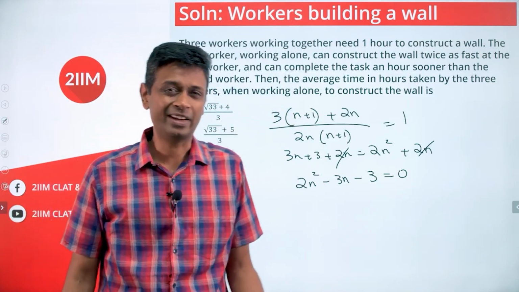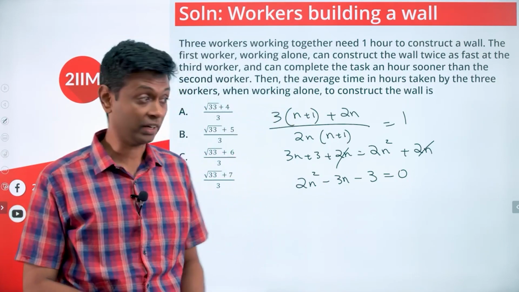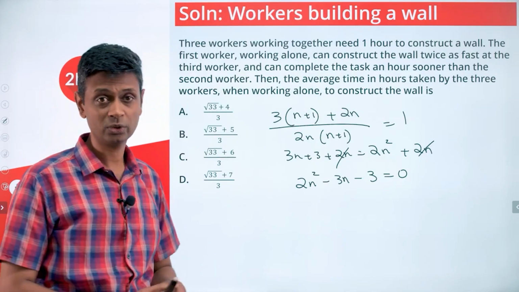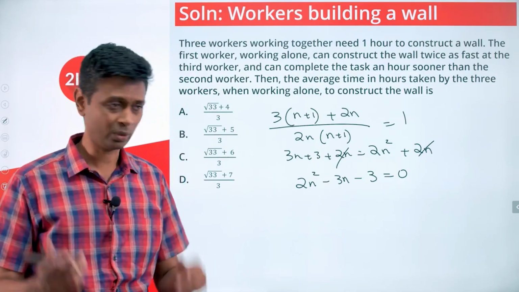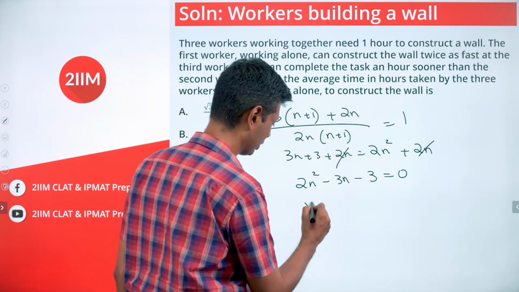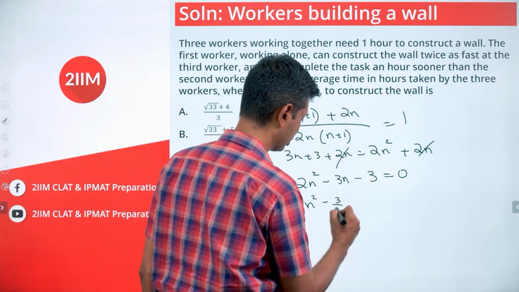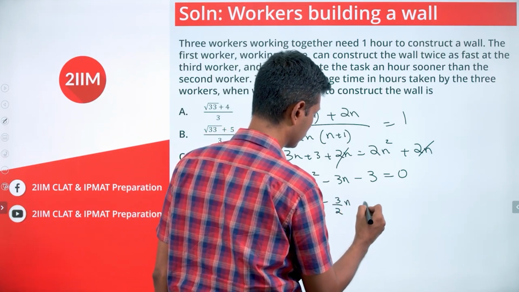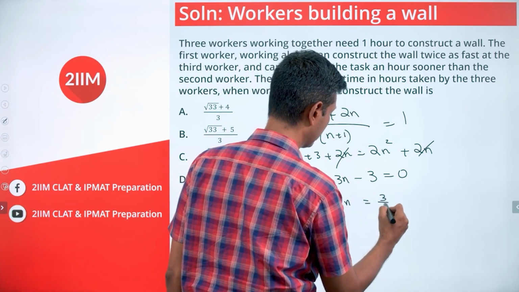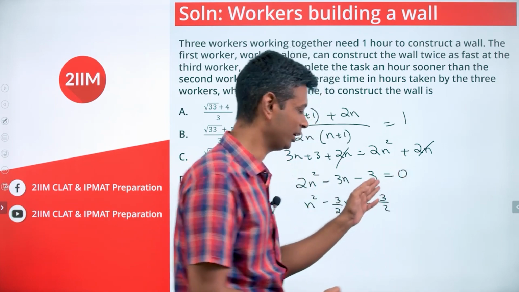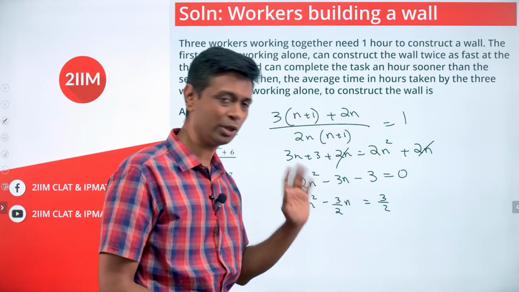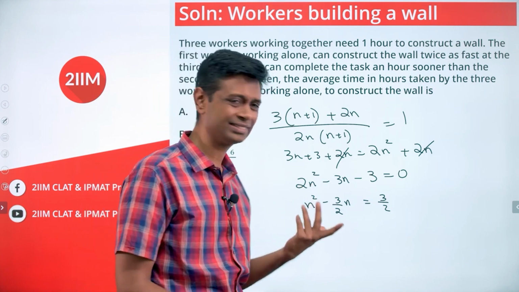Straight away, this one doesn't get factorized. And we kind of knew it won't get factorized by just looking at this number. So we're going to have to resort to completion of squares. So I'm going to think of this as n square minus 3 by 2n equals 3 by 2. I'm taking this minus 3 to this side, calling it as 3, and then dividing by 2. Why? Because dealing with n square is easier.